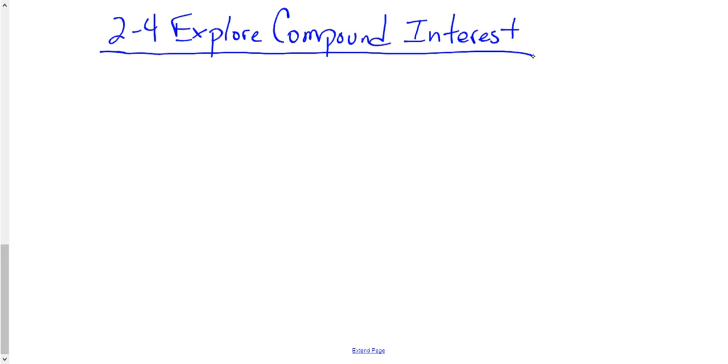But before we get to the formula, we're going to walk through where this formula comes from, B equals P times 1 plus r over n, all to the nt. You have to know compounding periods. So if something's compounded annually, how many times a year is it compounded?